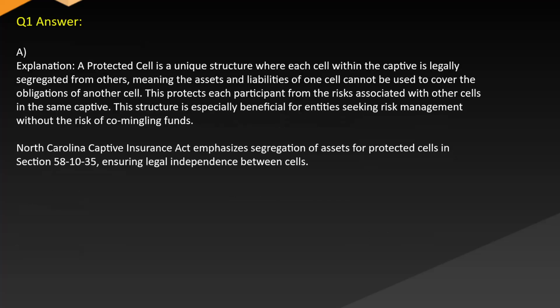Answer A. Explanation. A protected cell is a unique structure where each cell within the captive is legally segregated from others, meaning the assets and liabilities of one cell cannot be used to cover the obligations of another cell. This protects each participant from the risks associated with other cells in the same captive. This structure is especially beneficial for entities seeking risk management without the risk of commingling funds. North Carolina Captive Insurance Act emphasizes segregation of assets for protected cells in Section 581035, ensuring legal independence between cells.